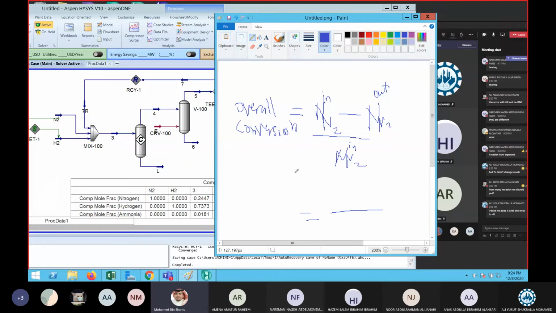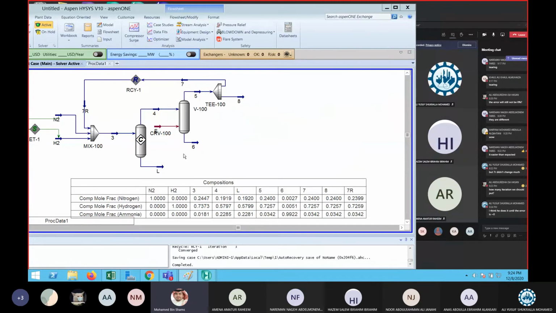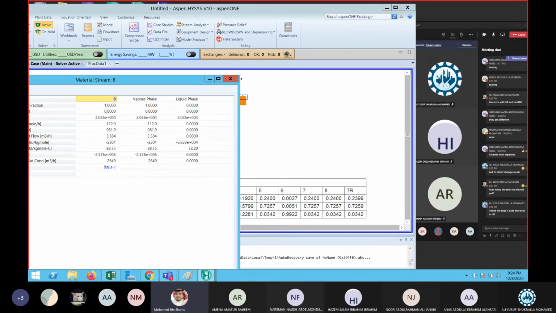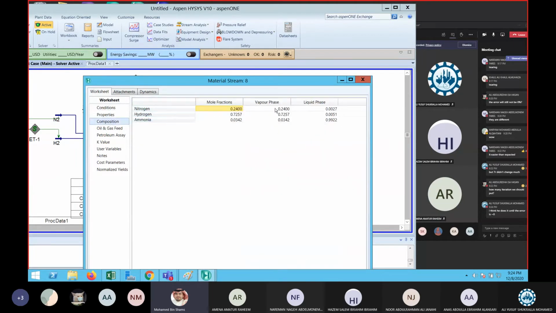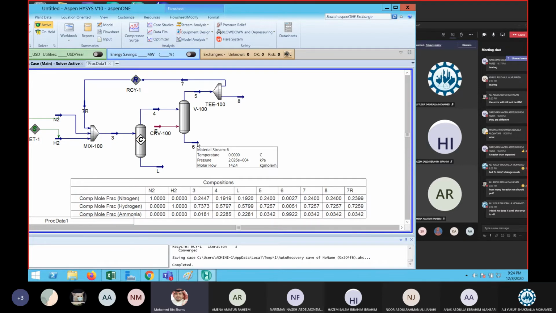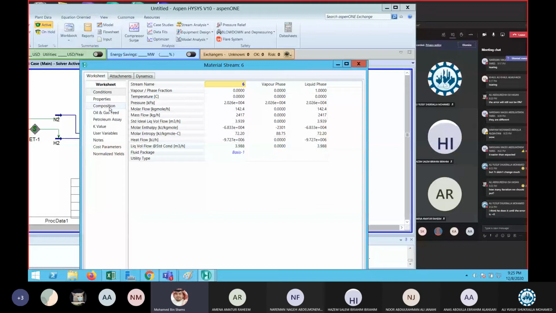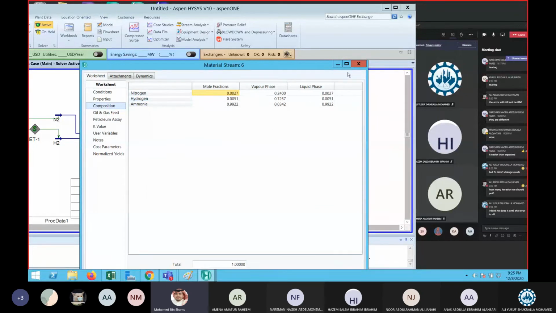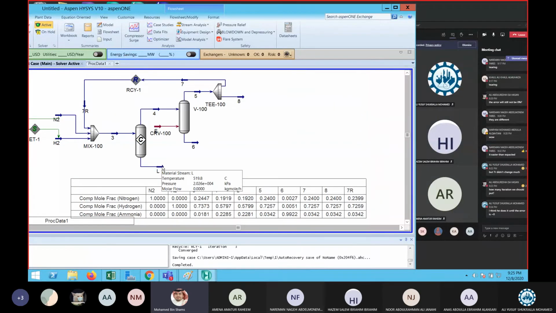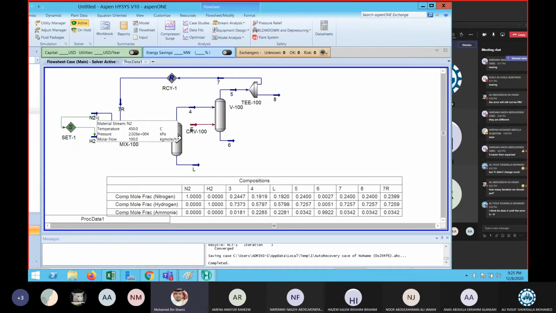Why do we have to do it? Well, let's use a spreadsheet. Where do we have nitrogen? We have nitrogen in stream 8, right? Where else? We have it here in separator stream 6 as well, right? And after that there is nothing. So streams 6 and 8. We can use a spreadsheet to calculate the overall conversion for us.